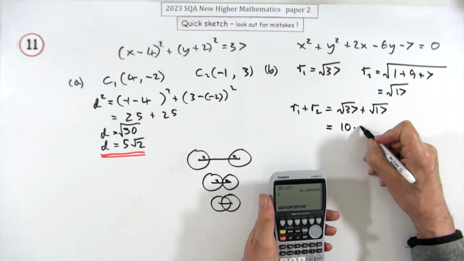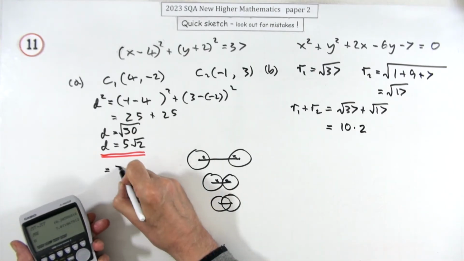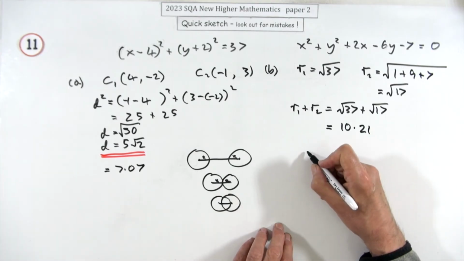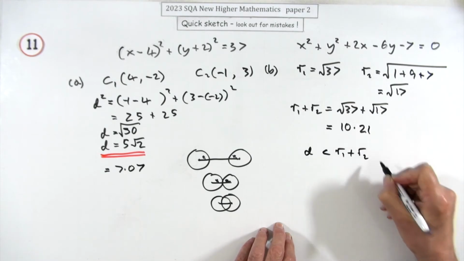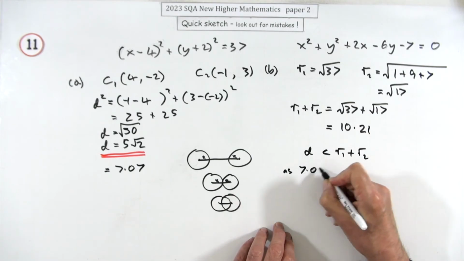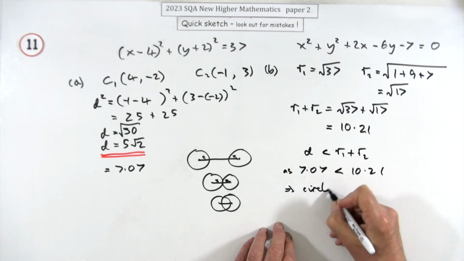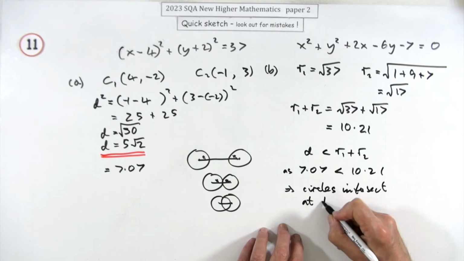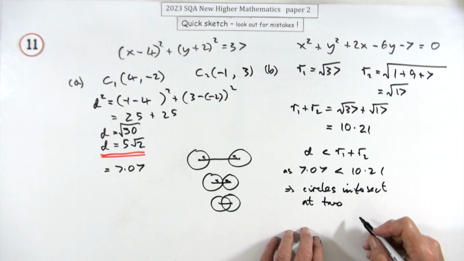So this comes to 10.2, I'll just round it off, 10.21. And √50 is 7.07. So now we can say this. D, the distance between the centres is less than R1 plus R2, as 7.07 is less than 10.21, which means the circles intersect at 2 points. That's 2 distinct points rather than 2 coincident points like the tangent circles.